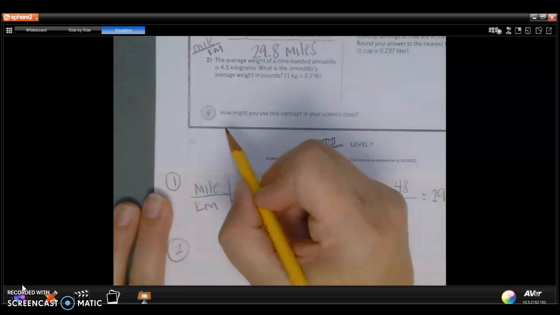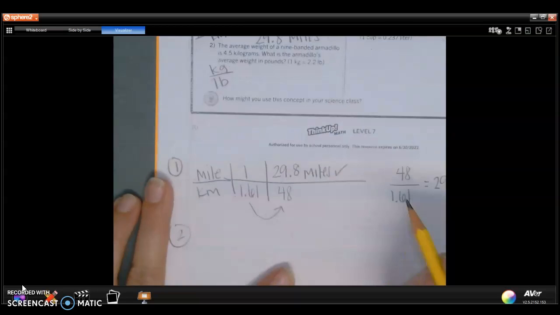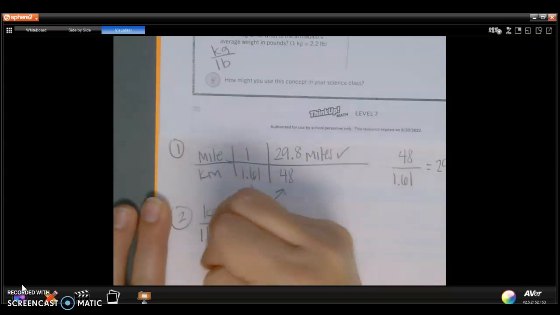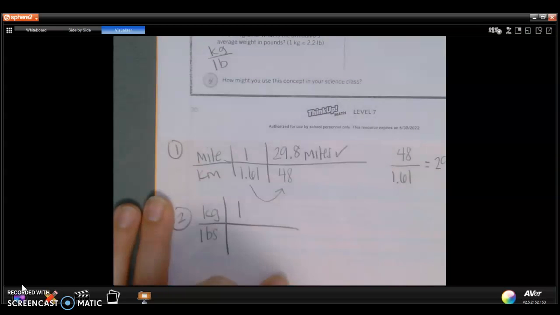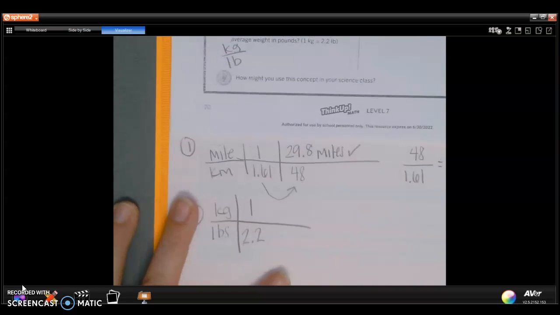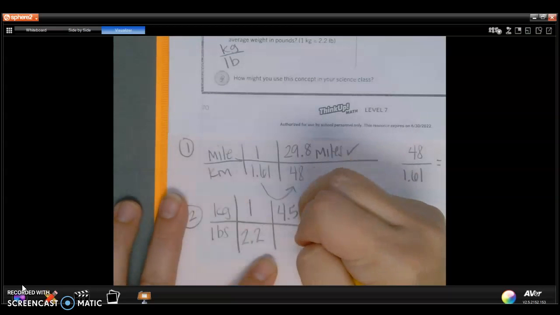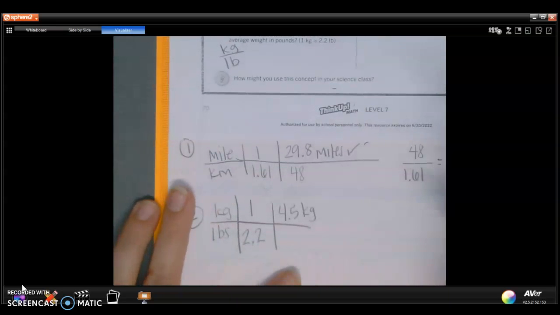Okay, so we know that we are comparing kilograms to pounds. So if I wanted to go down here, I could go ahead and make my ratio table, kilograms and pounds. Okay, I also know from my problem that 1 kilogram is equal to 2.2 pounds. I want to make sure that I line up my labels correctly. 1 kilogram, 2.2 pounds. And I want to know how many pounds are in 4.5 kilograms. So this relationship is pretty easy to see.